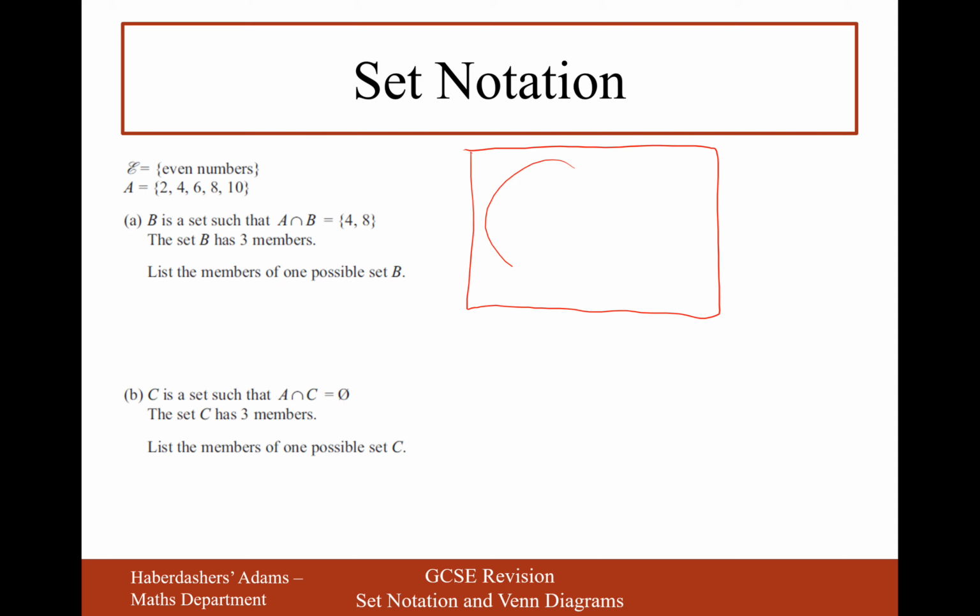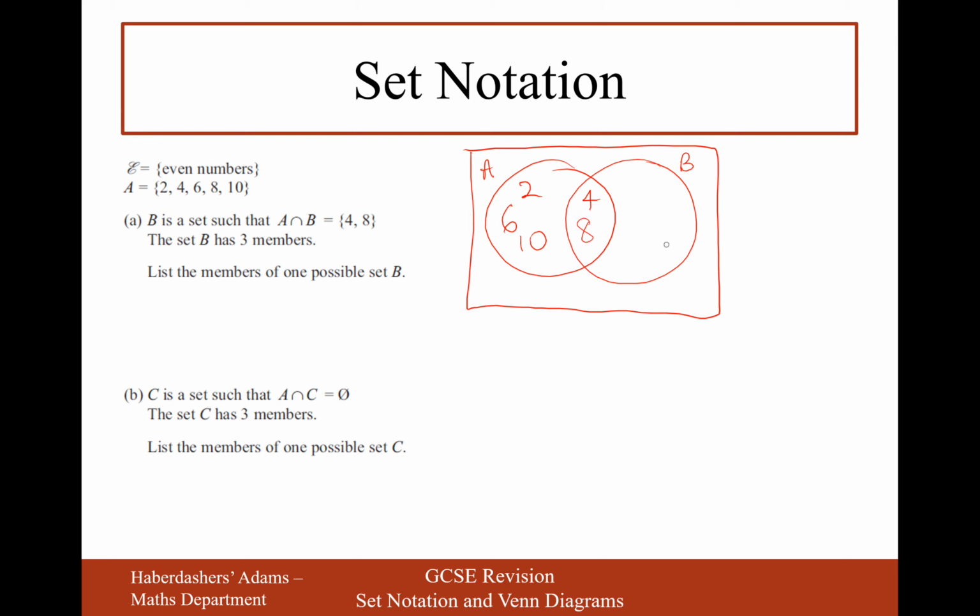Let's draw ourselves a Venn diagram to help us visualise the situation. We'll call this set A and this set B. We know the intersection of the two sets are 4 and 8. We also know that set A has some other numbers in it as well, such as numbers 2, 6, and 10. These are not in the intersection of A and B, but they are in set A, so they have to belong in this part of the circle.